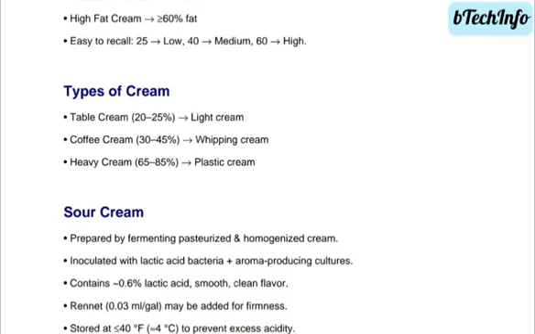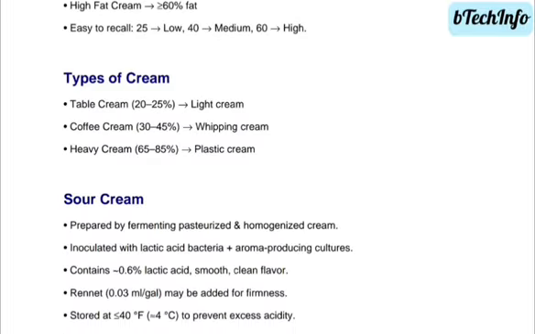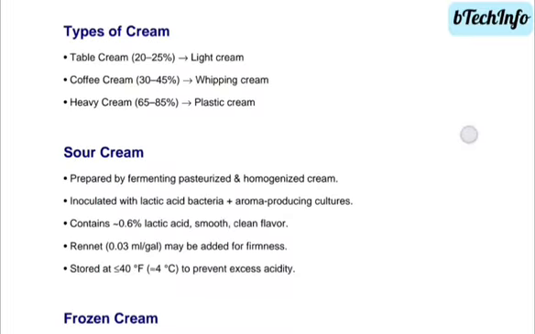Table cream has a fat content of about 20 to 25%, which is also known as light cream, and coffee cream has a fat content of about 30 to 45%, which is also known as whipping cream, and heavy cream, which is also known as plastic cream, has a fat percentage of about 65 to 85%.